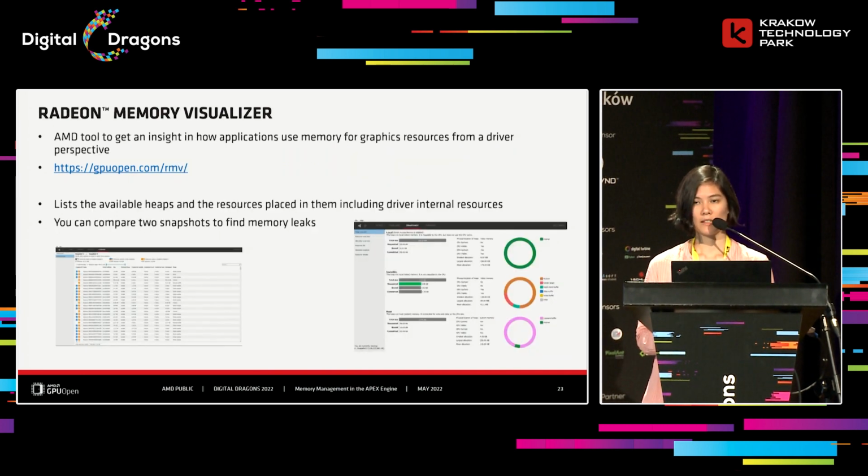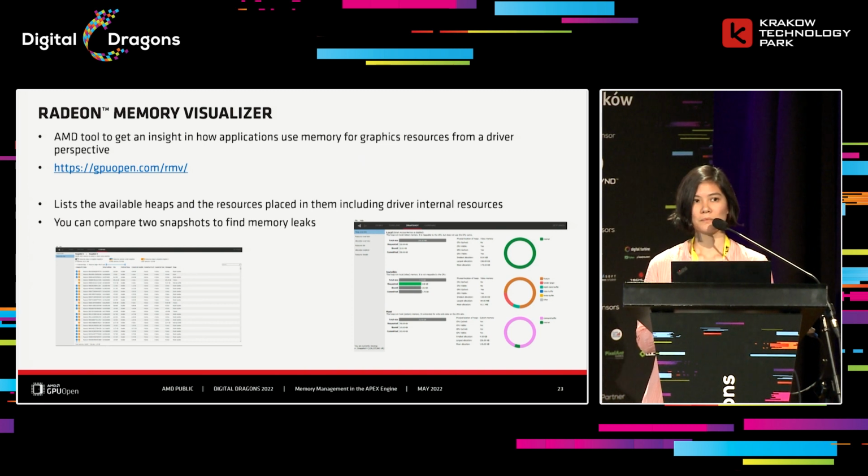Then Radial Memory Visualizer, in short RMV, is a tool from AMD. So in order to use it, you need to have an AMD GPU in your system. But that shows you basically what our driver sees. So it also shows you all the resources, the allocation. It also shows you the driver internal resources and also the implicit resources such as shader pipelines. And it also can be used to spot fragmentation, for example. You can use it to find memory leaks.